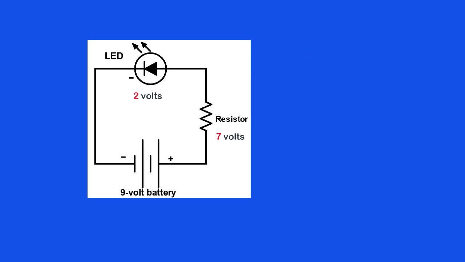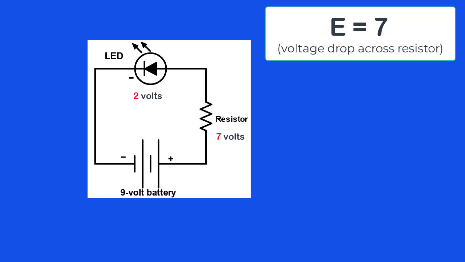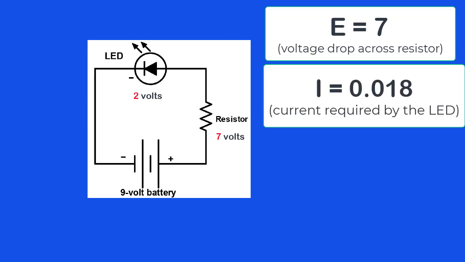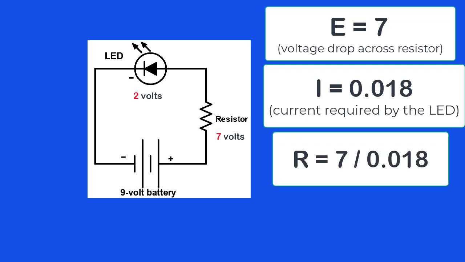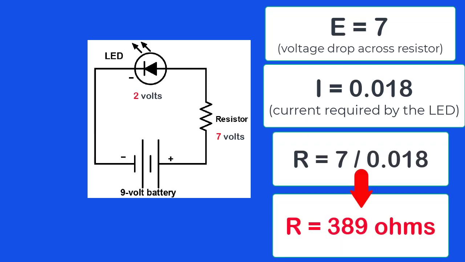Using the formula and substituting the values for E and I, we get E equals 7 and I equals 18 thousandths. Therefore, R equals 7 divided by 18 thousandths, or R equals 389 ohms. So we would need to add a 389 ohm resistor to the circuit.